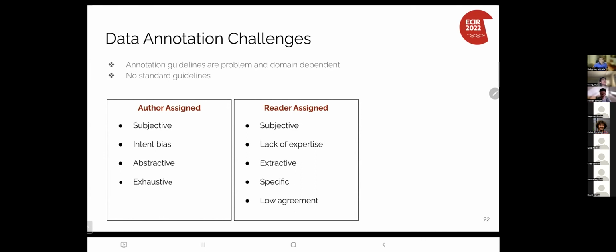The agreement scores between the readers are generally very low. This is primarily because no two readers would choose the same set of key phrases, and the choices would fully depend on the reader's background, expertise, and perspective of reading the given document.